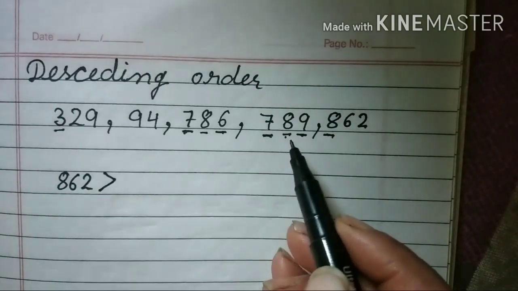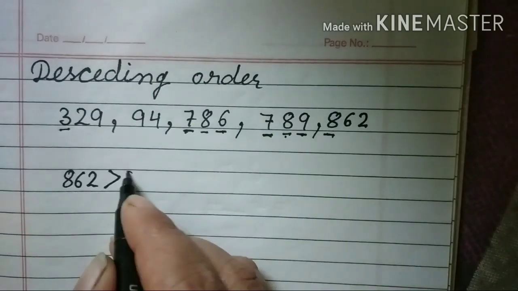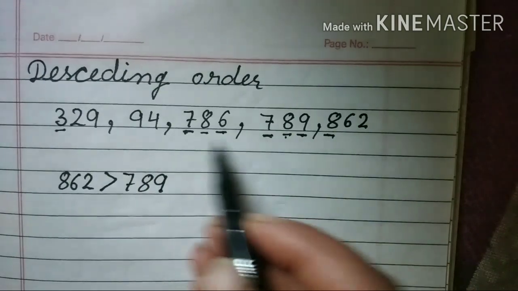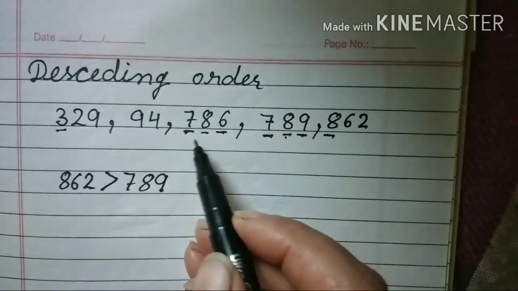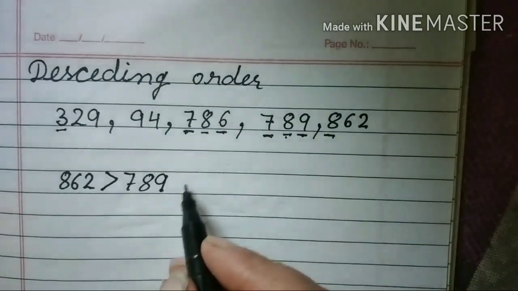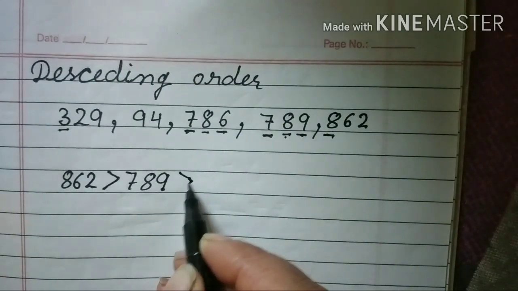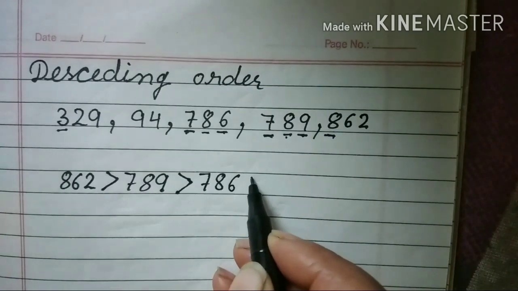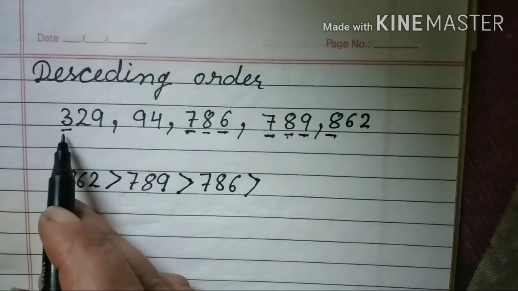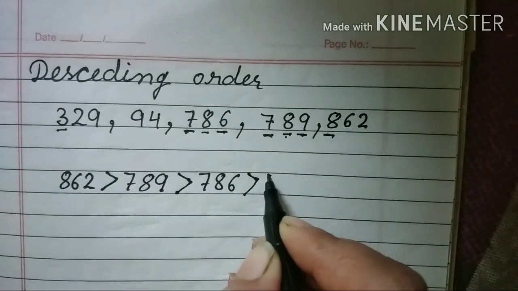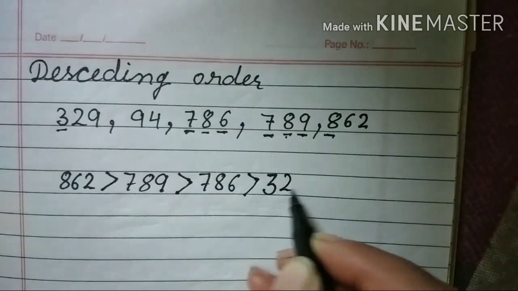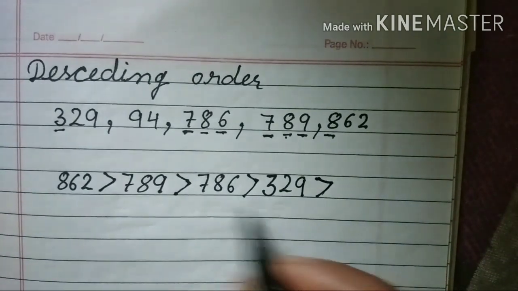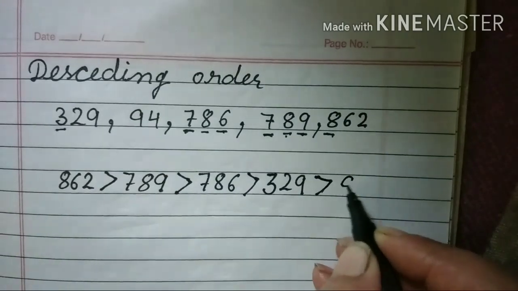So 789 is greater than 786. Now we will put the sign of greater than. Now we have 786. Now the next number is 329. Now we will write 329. Then again we will put the sign of greater than. Now we have the 2-digit number. It is the smallest number here.